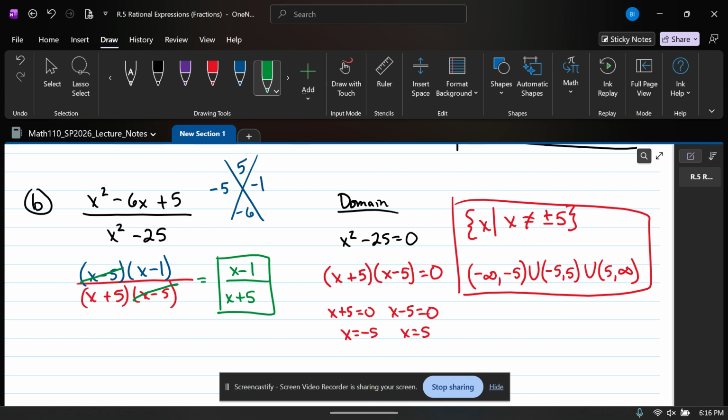When do you find domain? At the very beginning. That's the key thing you got to remember. Domain is done before you do anything else.